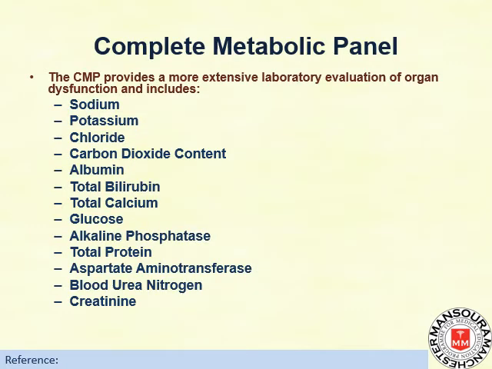The complete metabolic panel includes the basal metabolic panel, in addition to the bilirubin level, albumin level, liver enzymes, alkaline phosphatase, and total protein levels.